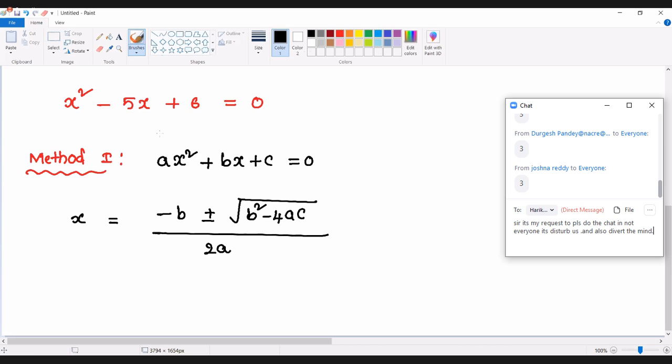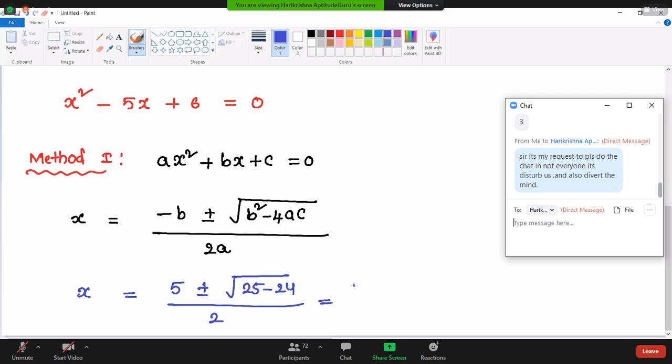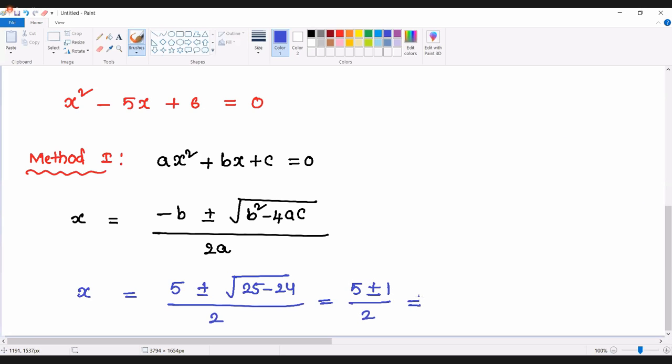If you have this quadratic equation, we can find the two values of x just by substituting here. The x value will be equal to minus of minus 5 plus or minus under root of b square, that is 25, minus 4 times 6 into 1, that is 24, divided by 2. This gives 5 plus or minus 1 divided by 2, which is 6 by 2 in one case or 4 by 2 in the other case. That means the value of x will be 3 or 2.